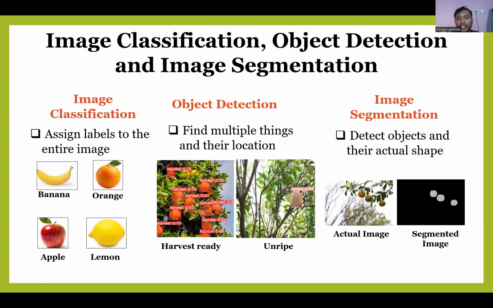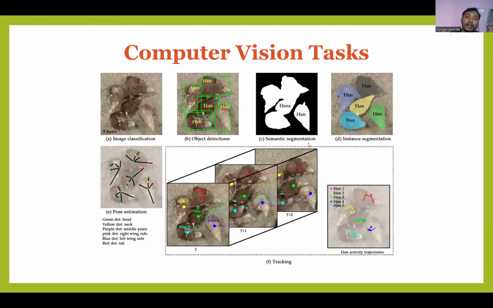So this is a general, broad classification of machine learning, I mean computer vision, problems. Based upon the problem, we need to select the model and train the machine learning models. Previously I discussed three: image classification, object detection, and semantic segmentation.